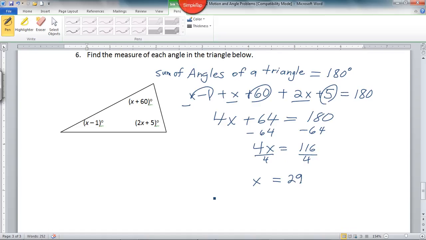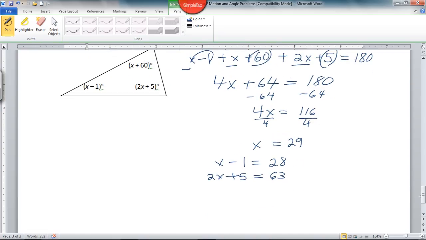So we want to find each angle, so x minus 1 is this lower left one. So that would be 29 minus 1, which is 28. The lower right one would be 2x plus 5. That's 2 times 29, 58, plus 5 is 63. And then last but not least, we've got the x plus 60. X is 29, so it'll be 89. All those are degrees. So there's our three little angles.